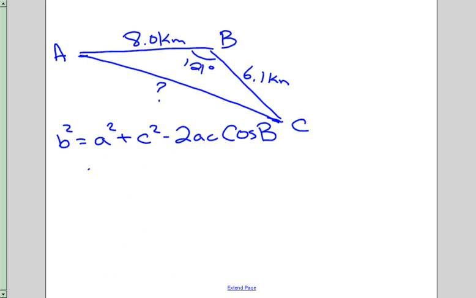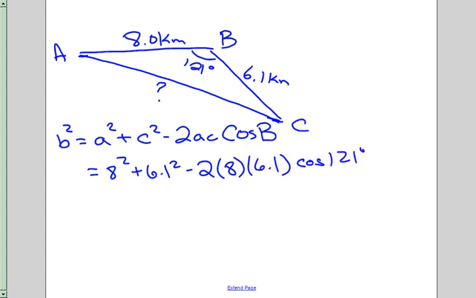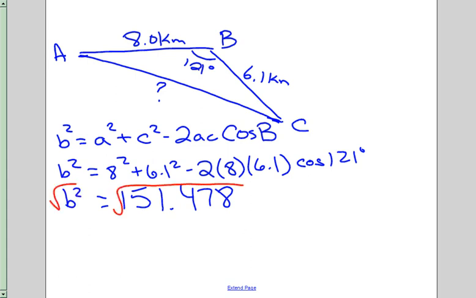And then filling in the values. 8 squared plus 6.1 squared minus 2 times 8 times 6.1 times the cosine of 121 degrees will be B squared, 151.478. And last step, you need to take the square root of both sides and find out the approximate length, the nearest tenth of a kilometer, 12.3 kilometers.